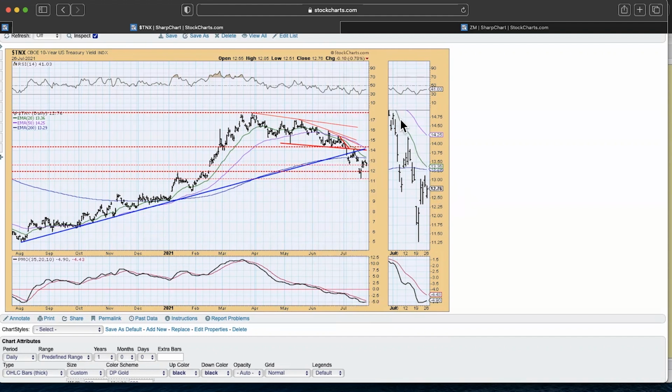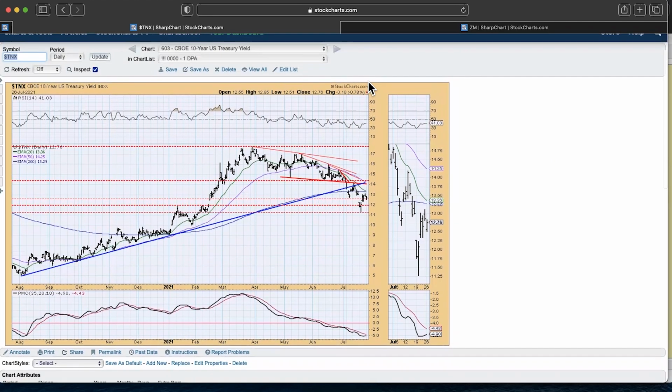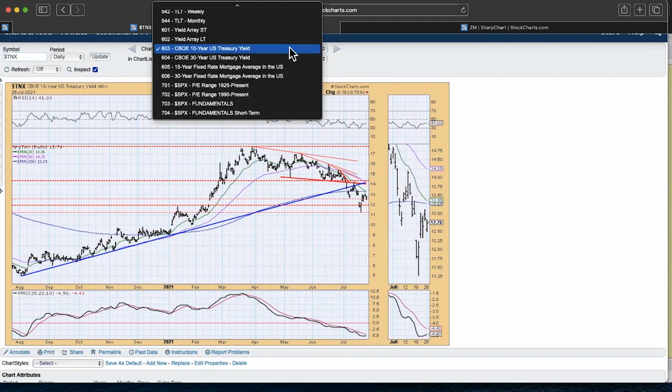So that declining trend is still completely intact, and we could see lower yields coming. But it does look like this could be a really good support area for the 10-year yield to bounce and start doing well. And the PMO has turned up. So we'll be keeping an eye on it. But for now, with that declining trend in the yields and in the 10-year yield, I would expect to see bonds still continue higher.